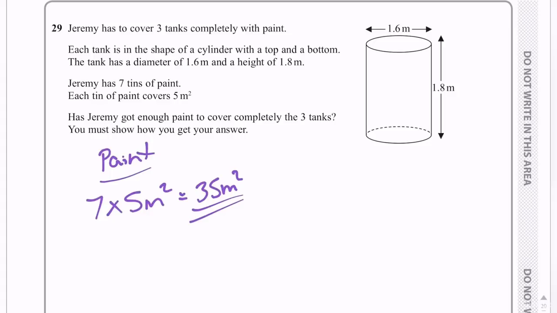So let's have a look. Working out the surface area of the cylinder then. We've got the circles, okay, and area equals pi r squared. So we can work out the 2 circles quite quickly. Just be careful because that's the diameter. So the radius is 0.8.